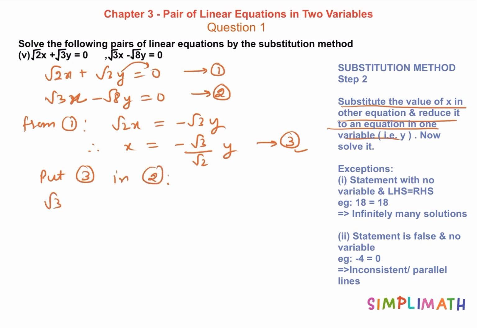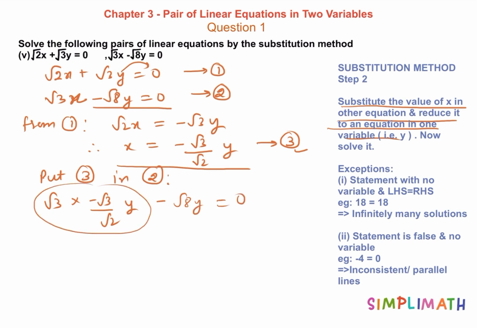So we have root 3 into x. Let us put this value: minus root 3 by root 2 y, and we write minus root 8 y, as it is equal to 0. Alright, now let us multiply this term. We have minus root 3 by root 2 y minus root 8 y. Root 8 can be written as root 2 into 2 into 2, so this comes out to be 2 into root 2. So I can write this as minus 2 root 2 y equal to 0.